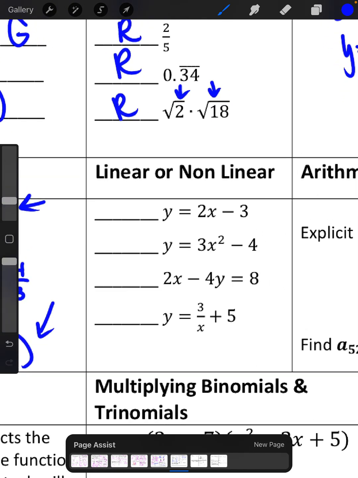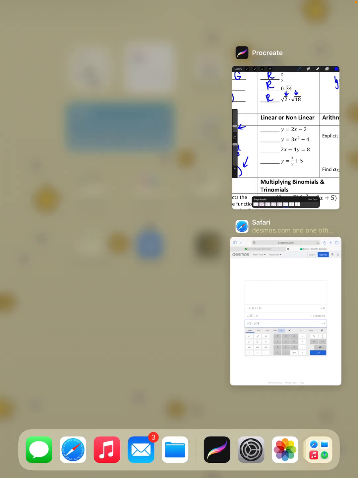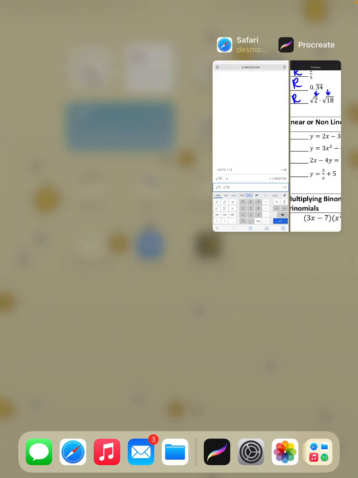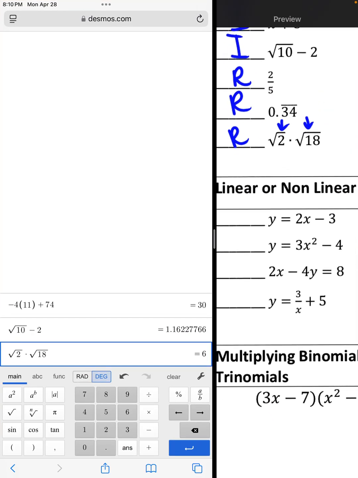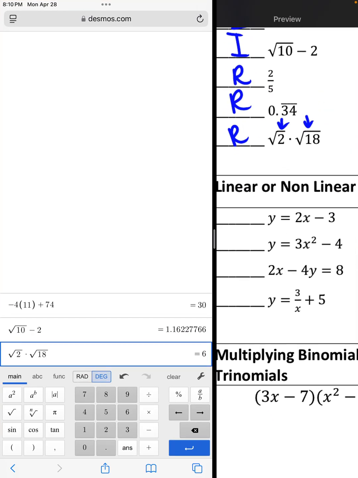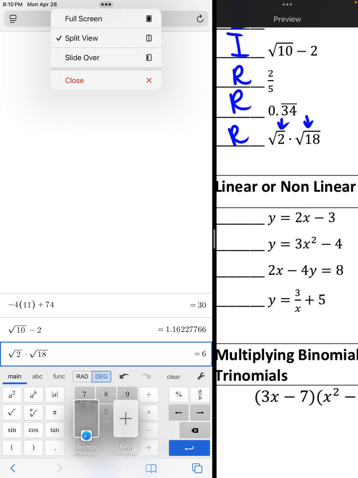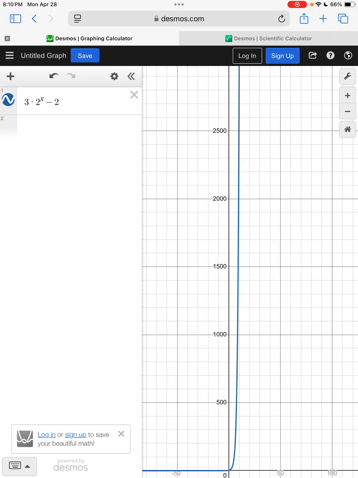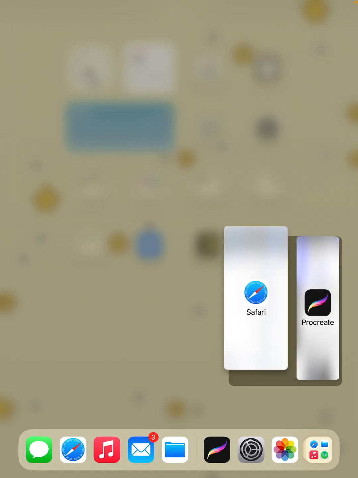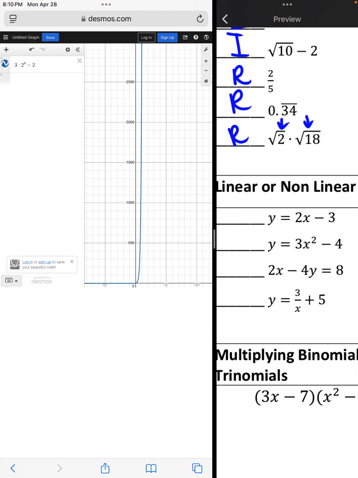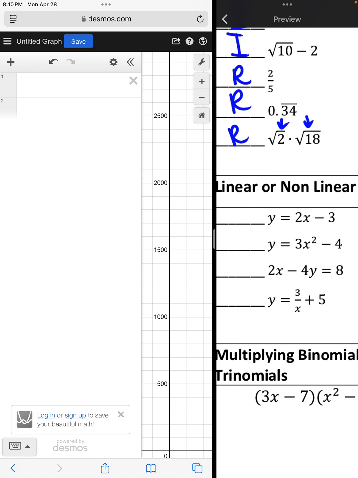So then I'm looking here for linear or nonlinear. I can look at these and tell that they're linear or nonlinear. But if you cannot, it is so fine to just open up Desmos and type those in and see if they give you a straight line or not. Because if they don't give you a straight line, then they're not linear. So let me open up, I need graphic. Okay, so that's what I needed.